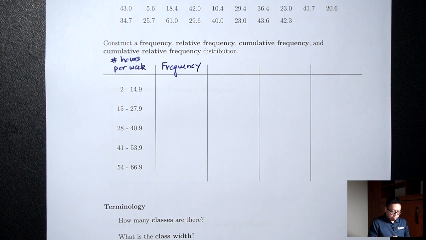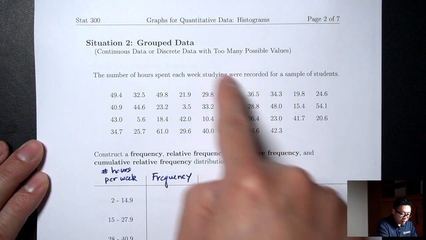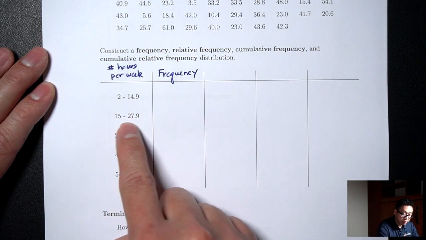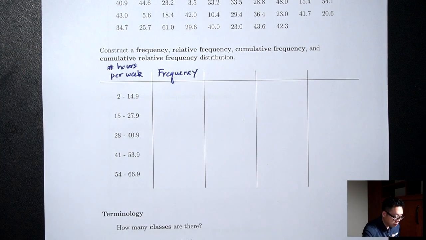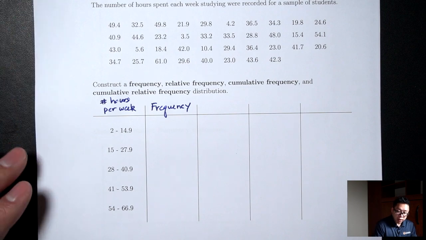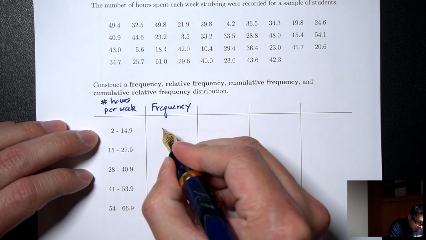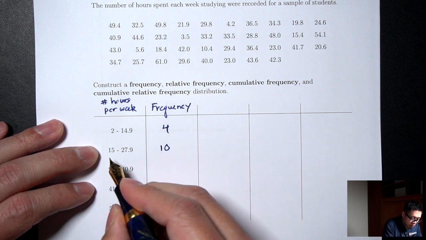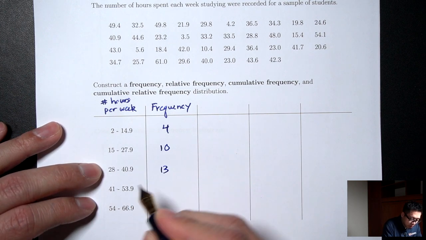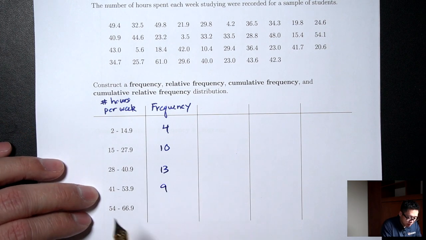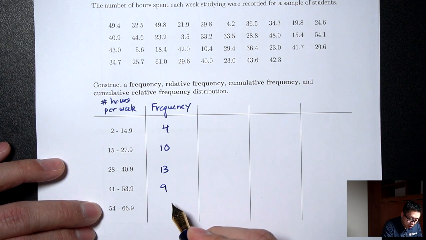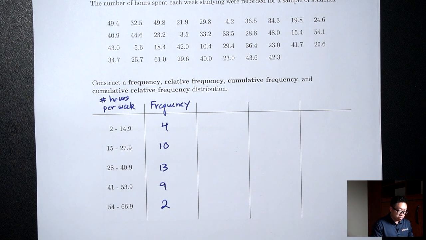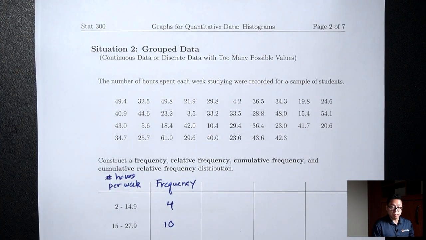And we're going to find our frequencies also. So we're going to count how many data values are between 2 and 14.9. How many data values are between 15 and 27.9. So I'm going to tell you the frequencies. But if you actually do count, you'll find that there are 4 data values that are between 2 and 14.9. There are 10 between 15 and 27.9. There's 13 between 28 and 40.9, 9 between 41 and 53.9, and 2 between 54 and 66.9. Okay, and that's the frequencies for the grouped data situation.